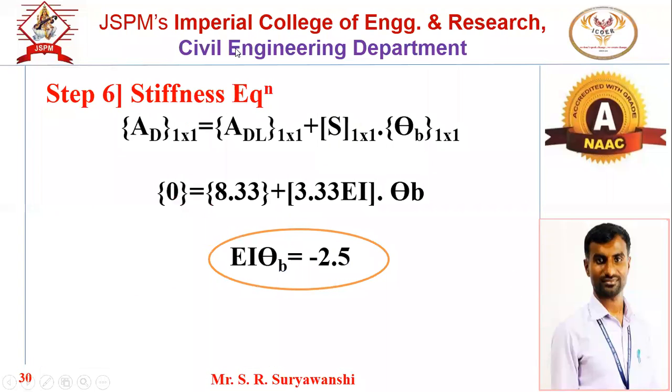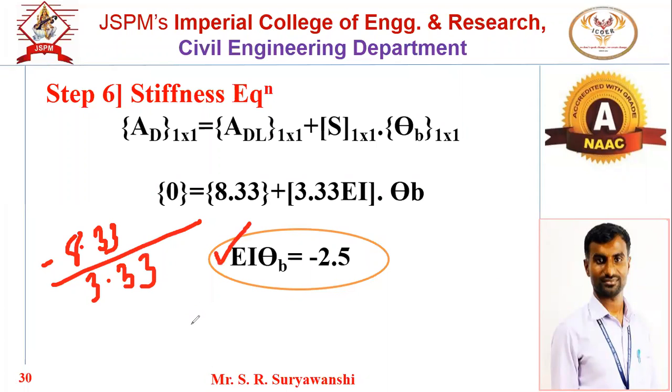Next, use the stiffness equation. AD is equal to ADL plus S into D. What is the unknown displacement here? In the D matrix, the unknown displacement is theta B. So AD is 0 matrix, ADL is 8.33 that we have calculated, and for stiffness it is 3.33 EI theta B. Simplifying, it will be minus 8.33 divided by 3.33, so you get the value of EI theta B as minus 2.5. This is the unknown displacement that we have calculated.